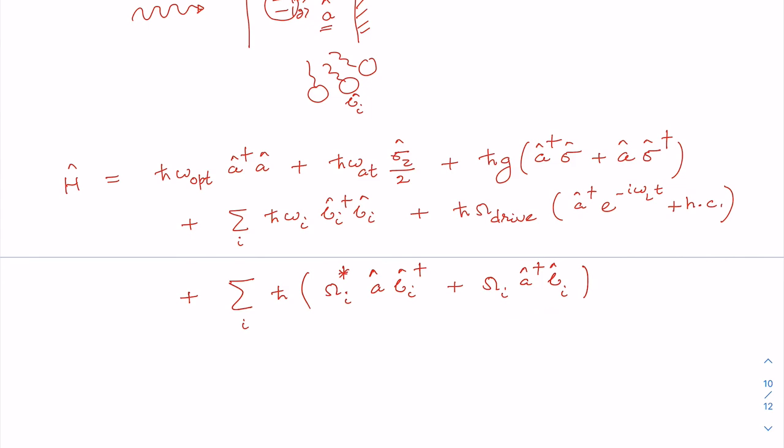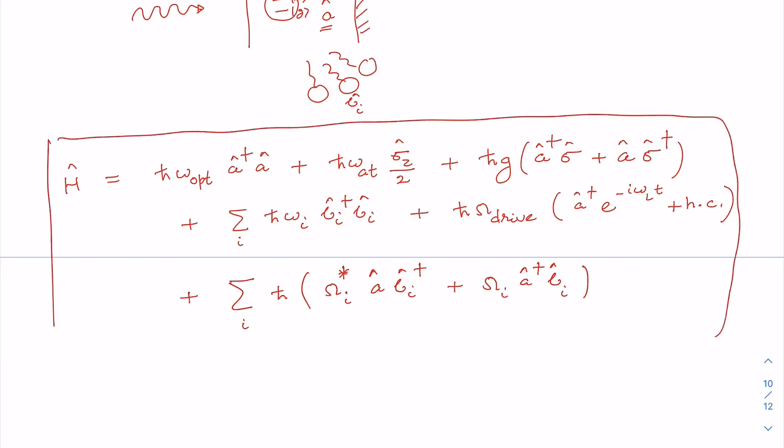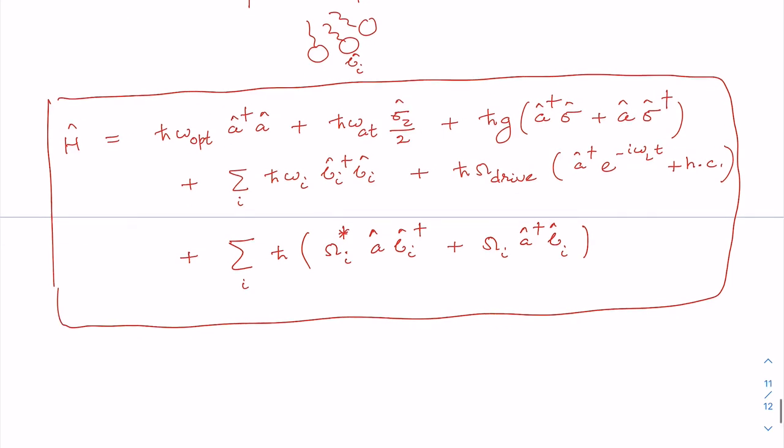So this Hamiltonian captures the whole situation that is described in the problem. The only condition here is that this particular quantity b i b j dagger has to be equal to delta i j. Thank you.